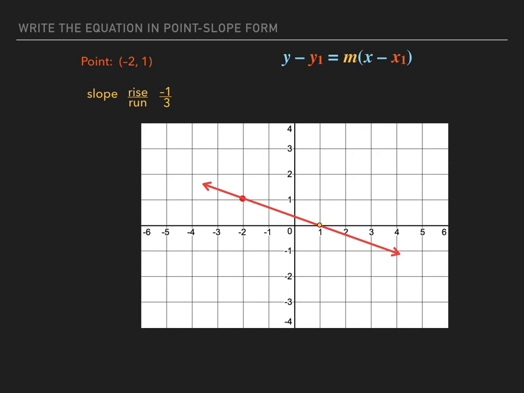Now I have enough information to substitute these quantities into the equation. So we'll have y minus 1 equals -1/3 times x minus -2. Be very careful there with the double negatives, so we will often want to rewrite this in a better way. In point-slope form, it would be y minus 1 equals -1/3 times x plus 2.